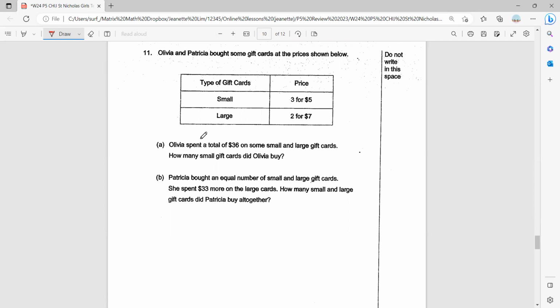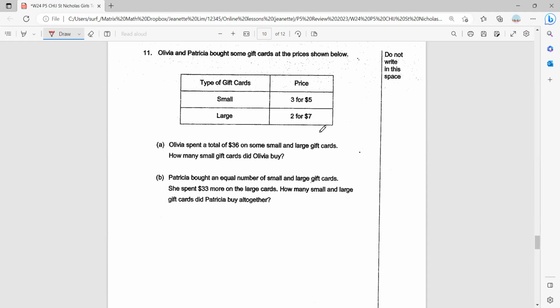Okay, so this is different from supposition. We don't know how many cards in total she bought. But we do know that the total amount spent is $36. So $36 has to be a combination of $5 and $7, right? So you're supposed to find the correct combination of 5 and 7 to make 36. You can do guess and check. Otherwise, you can do it in a systematic manner.